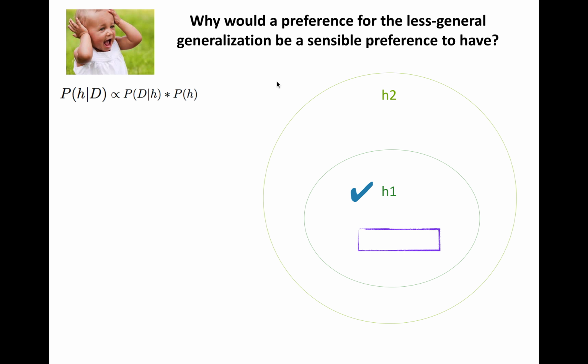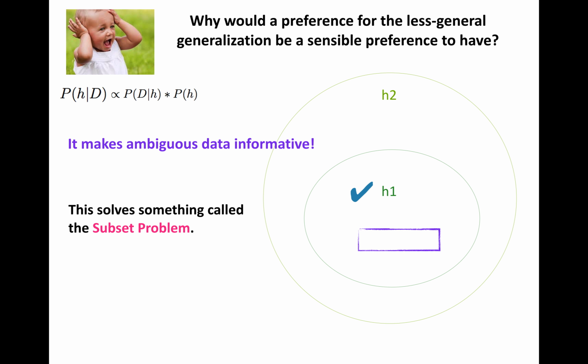A preference for the less general, the more specific generalization, would be a sensible preference to have, right? It seems like babies have it, great, but why? And the answer is that it's a way to make ambiguous data actually informative. Ambiguous data would be the stuff here that's compatible, in this case, with both the subset hypothesis H1 and the superset hypothesis H2. And this solves something that's been called the subset problem.